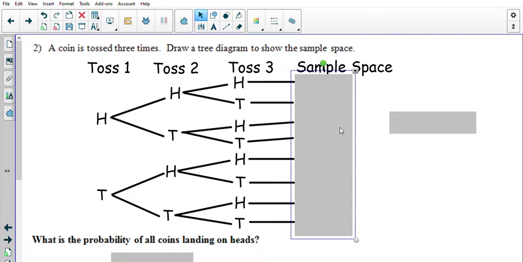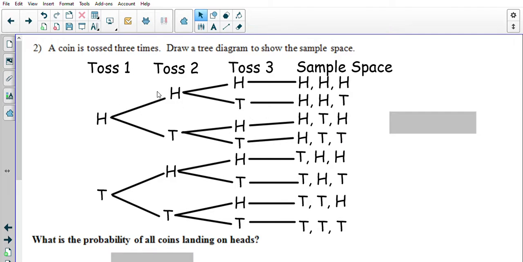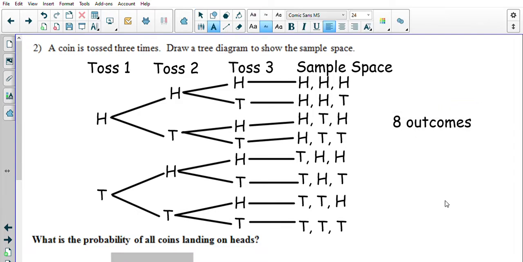So my sample space is going to include heads, heads, heads; heads, heads, tails; heads, tails, heads; heads, tails, tails; tails, heads, heads; tails, heads, tails; tails, tails, heads; and tails, tails, tails. Try saying that again 3 times fast. But we've got 8 total outcomes in our sample space, which makes sense because on toss 1 we had 2 outcomes, we had 2 outcomes on toss 2, and we had 2 outcomes on toss 3. 2 times 2 times 2 gets us 8.